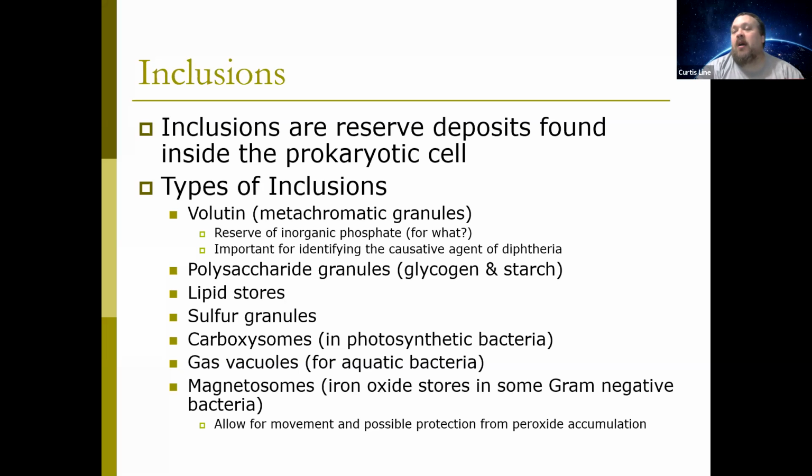So again, back at AMP1, your teacher may have told you about something called a peroxisome. A peroxisome is an organelle that helps to detoxify peroxide in our cells, because our cells don't like peroxide. Bacteria cells don't like peroxide either. But this is one way that some gram-negative bacteria are able to combat the accumulation of peroxide.